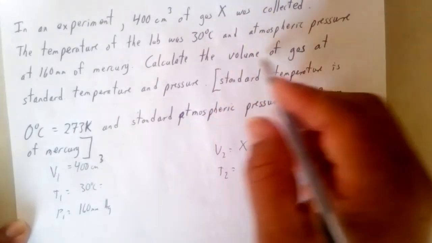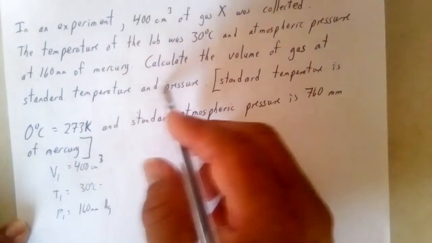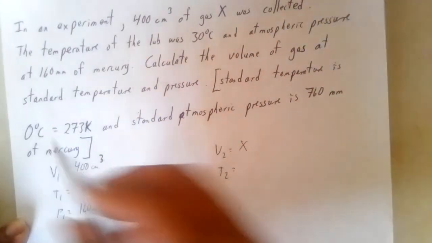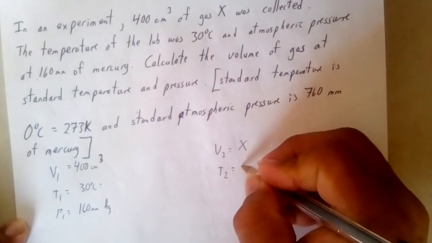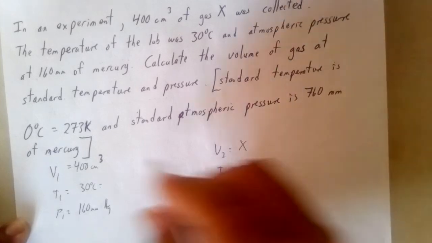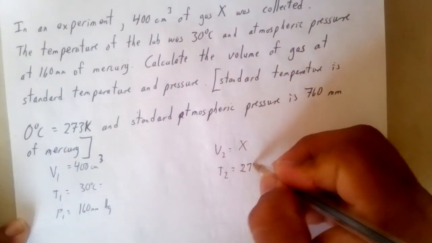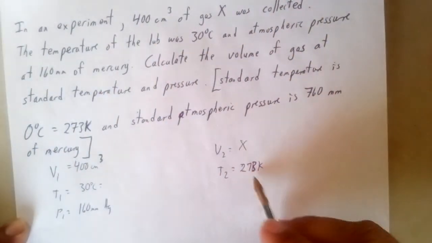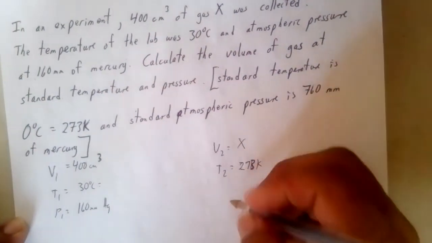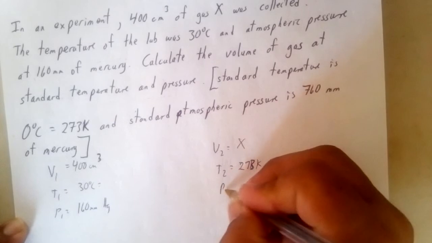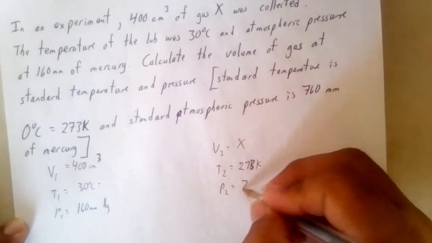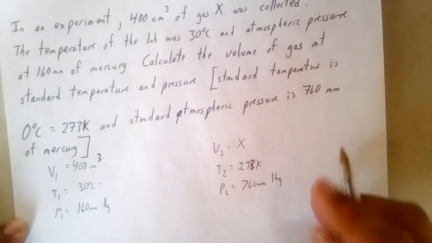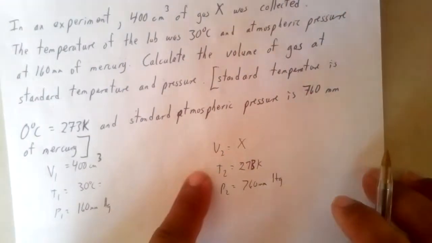It says calculate the volume at standard temperature and pressure. So standard temperature and pressure, despite they didn't give you a direct value, standard temperature is 0 degrees Celsius or 273 Kelvin. I would take the 273 Kelvin one time because the Celsius will need to be converted anyway. All right, and then we have pressure 2 now, which is 760 millimeters of mercury. So we have that. So we need volume 2 now.